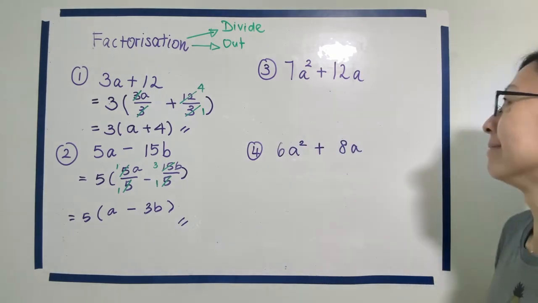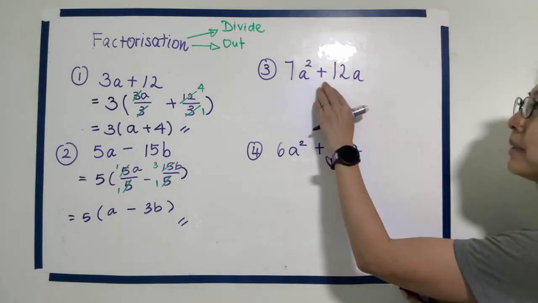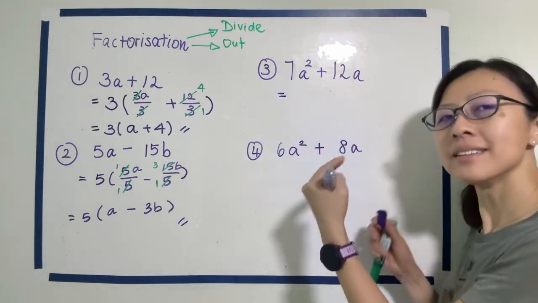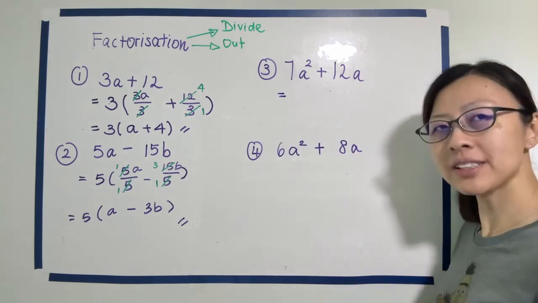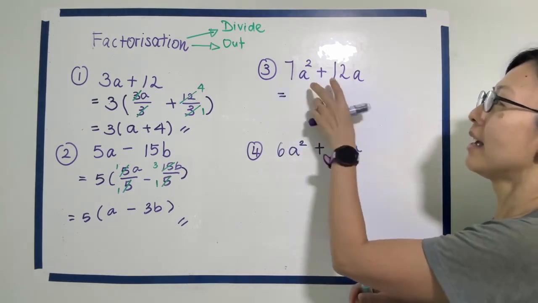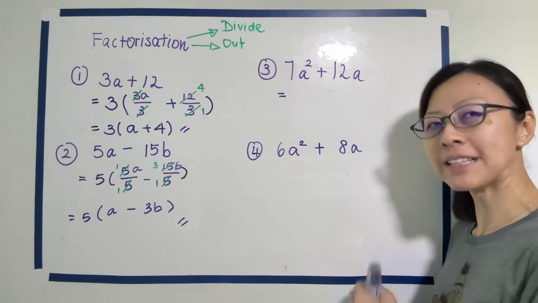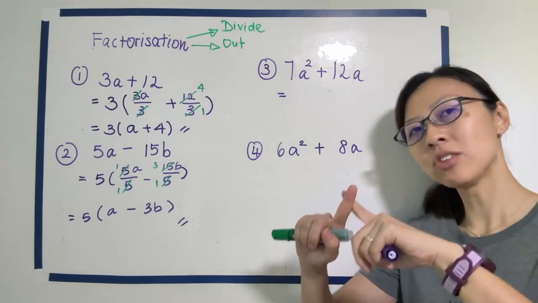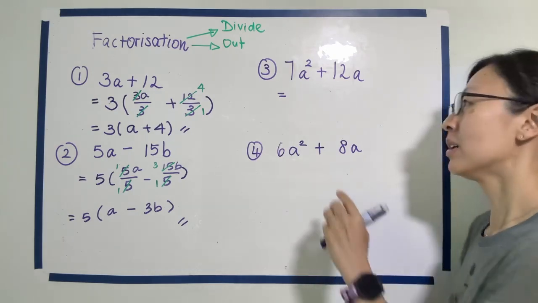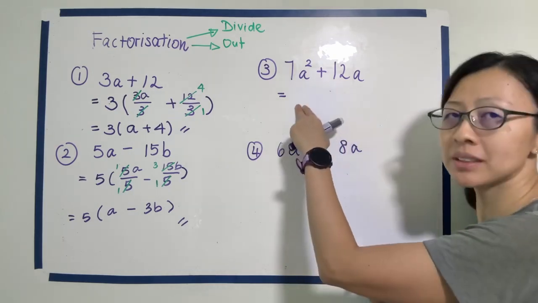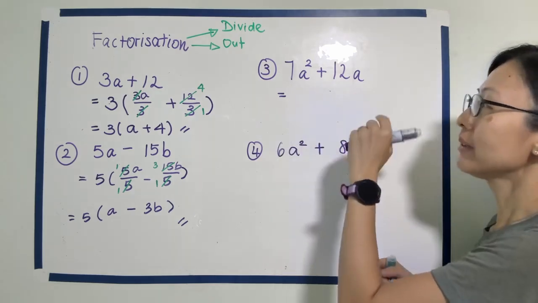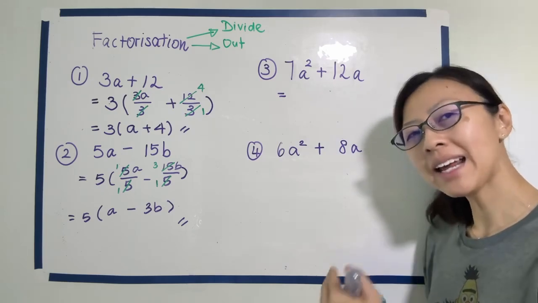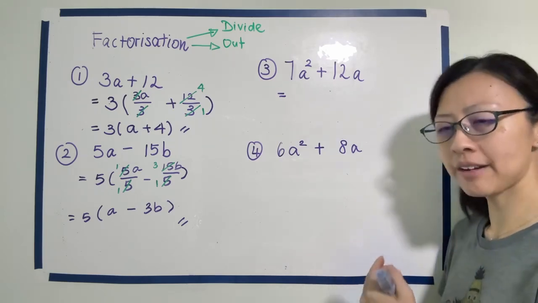Third question, 7a squared plus 12a. Let's look at the numbers, in fact the coefficients of these two terms, to see if there is any common factor. Between 7 and 12, there is no common factor, and so we do not bring out any number. Following that, let's take a look at the variables. We have an a squared variable and we have an a variable.